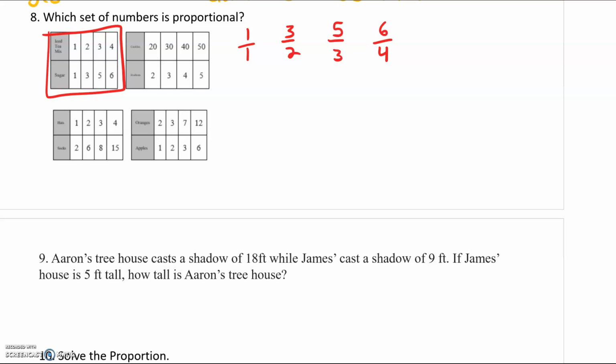So if we check those, 3 divided by 2 is 1.5. This one's going to be 1. 5 over 3 is going to be 1.6, right? So we can see, no, they're not going to be the same. Okay, we already have ones that are not the same, so we know that one is not going to be proportional. Let's check the next one.